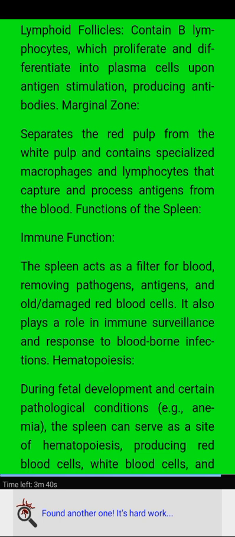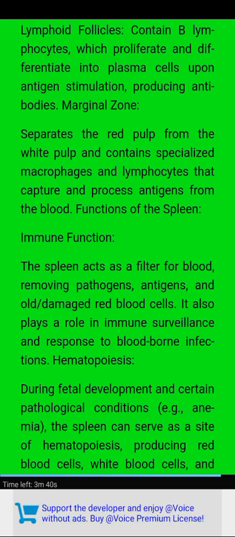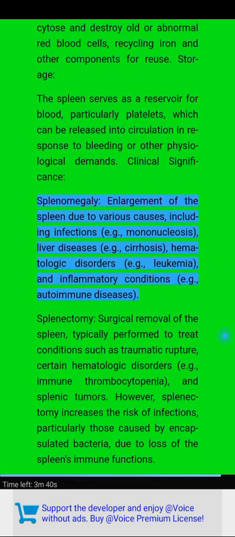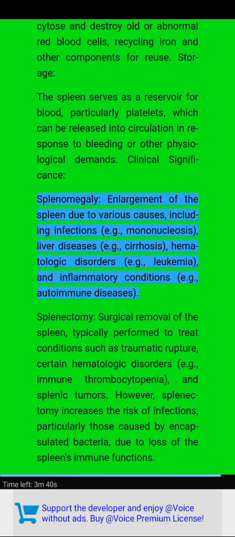Clinical significance. Splenomegaly, enlargement of the spleen due to various causes, including infections, e.g., mononucleosis, liver diseases, e.g., cirrhosis, hematologic disorders, e.g., leukemia, and inflammatory conditions, e.g., autoimmune diseases. Splenectomy, surgical removal of the spleen, typically performed to treat conditions such as traumatic rupture, certain hematologic disorders, e.g., immune thrombocytopenia, and splenic tumors. However, splenectomy increases the risk of infections, particularly those caused by encapsulated bacteria, due to loss of the spleen's immune functions.